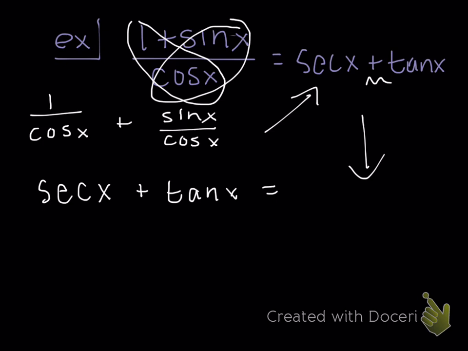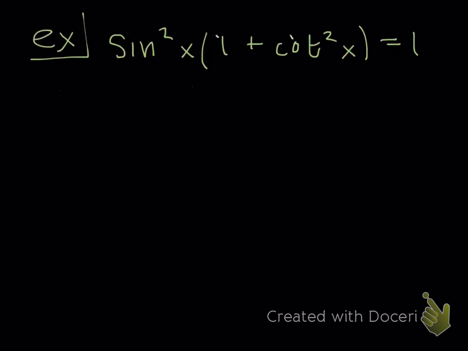So we have one more example. Here we have sine squared of x times the quantity of 1 plus cotangent squared of x, and I'm trying to prove that this is equal to 1. I'm going to do this problem two different ways, so I can show you that you can do these problems multiple different ways and still get the final answer of 1.